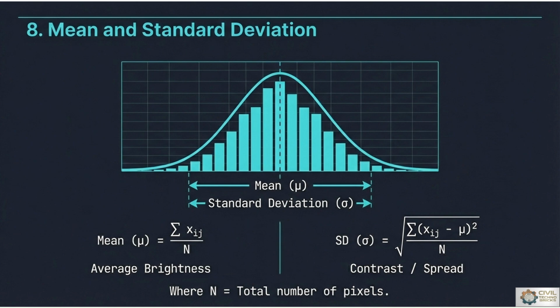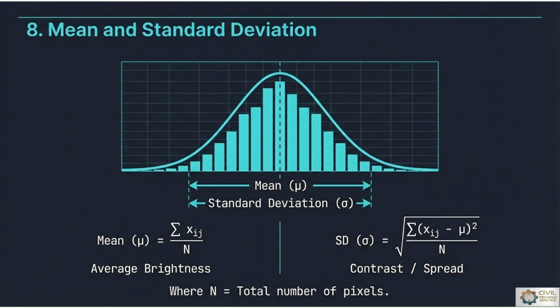Now the mean and standard deviation component. Mean and standard deviation in remote sensing are statistical measures used to analyze pixel brightness distribution and image quality in GIS applications. Mean represents the average pixel brightness value of an image, calculated from all pixel values, and indicates overall image illumination. Standard deviation measures the spread or variation of pixel values around the mean, representing image contrast and tonal variation.